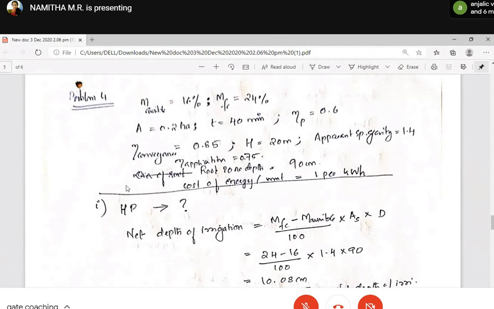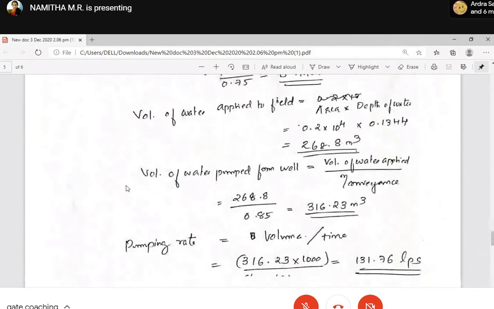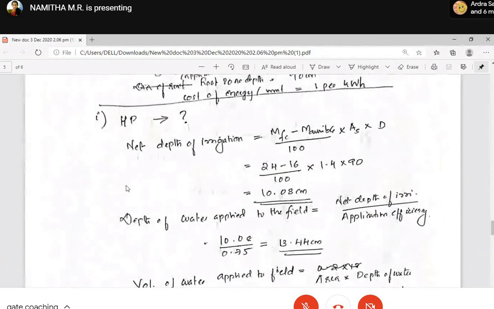For finding power you need discharge first, right? Discharge is needed, but here they have not given any discharge. Indirectly they have given something. They have given that the farmer wants to increase the moisture content from 16% to 24%, that is the field capacity moisture content. Apparent specific gravity is given. Root zone depth is given.